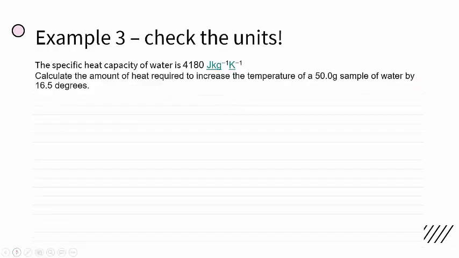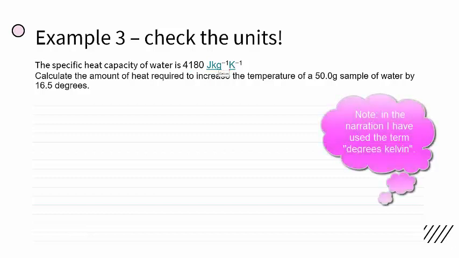Okay, now the other thing that we need to be aware of when we're doing this type of calculation is to be mindful of the units. On the data sheet that you will get for your HSC, the specific heat capacity of water is given as 4.18 times 10 to the power of 3 joules per kilogram, not grams, per degrees Kelvin. So you need to be very careful with your units, okay?